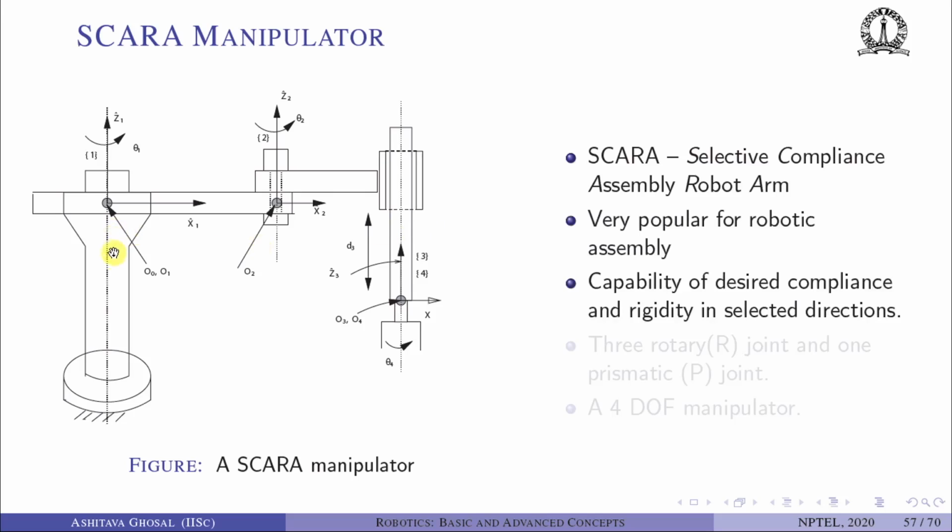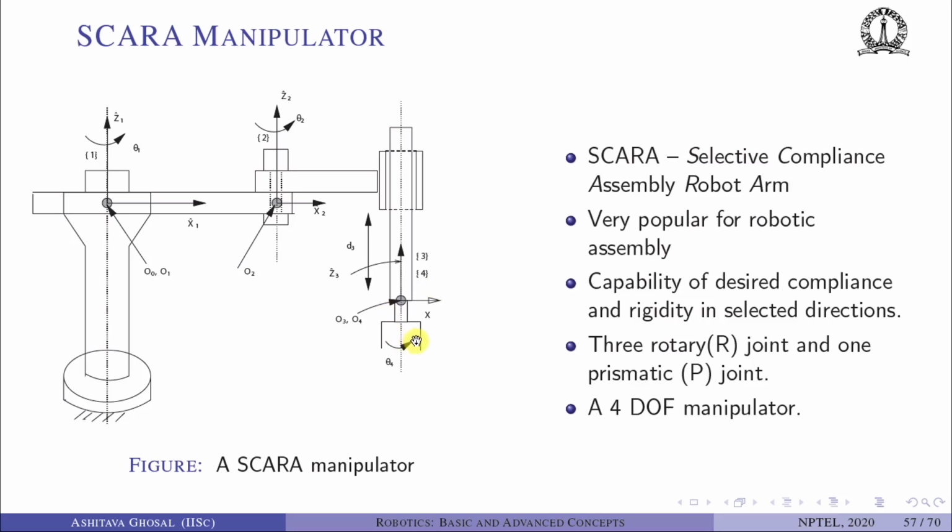The 4 degrees of freedom are: there is one rotation here, which is about Z1, theta 1. There is another rotation which is parallel to the first one, which is theta 2. Then this last link can go up and down, with the variable D3. And finally, the end effector, the last link, can rotate also about theta 4. So it has 3 rotary joints and 1 prismatic joint. It's a 4 degree of freedom robot, and it was invented by the Japanese to do assembly of electronic components.